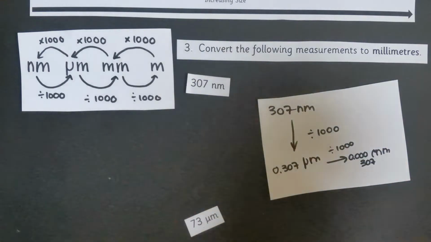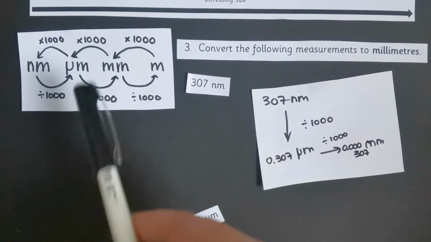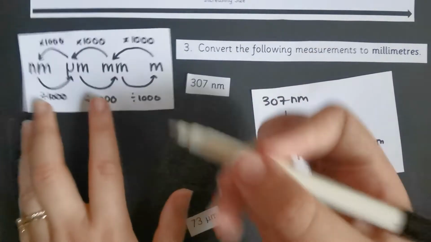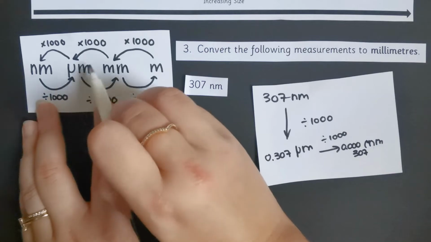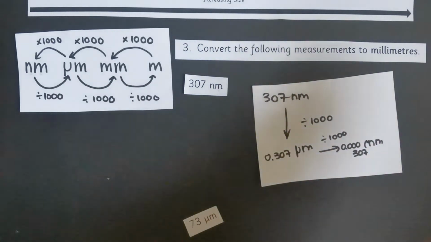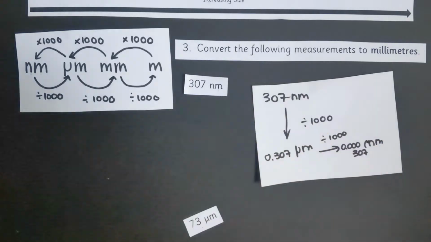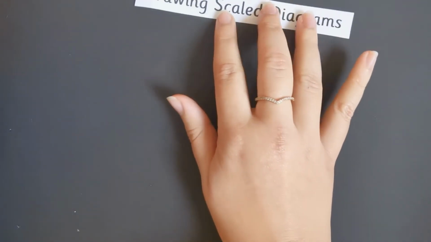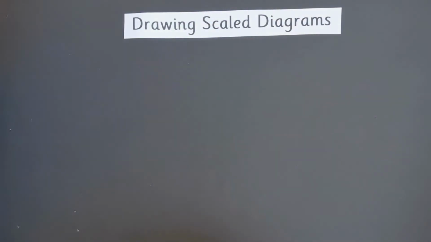Why is it important that we know about micrometers and nanometers and how to convert between these units? Well, when we're talking about the size of cells, we're talking micrometers. All right, cells are usually, depending on the cell, around 1 micrometer to up to 100 micrometers. So that's why it's important that we know these sizes. And it helps us to draw our scale diagrams, which is what we're going to be doing next.